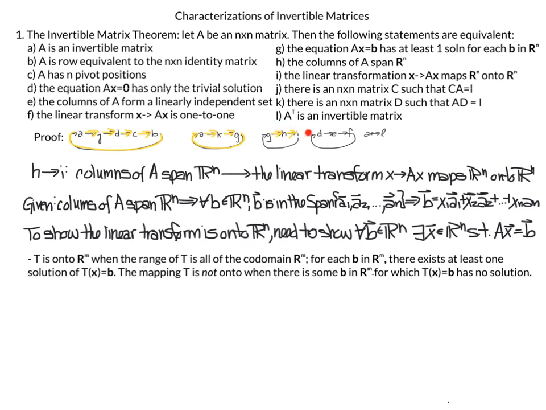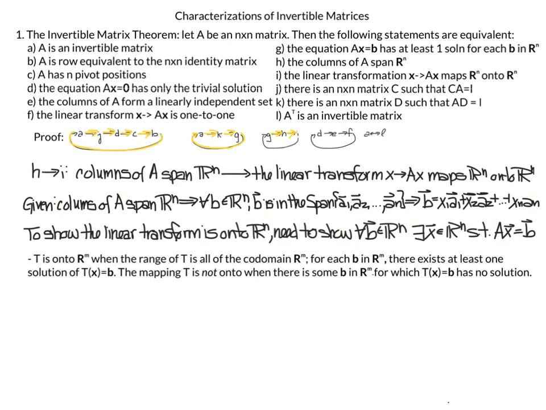Next, we have H implies I, so that H, the columns of A span Rn, implies I, the linear transformation x to Ax maps Rn onto Rn. So given the columns of A span Rn, that means for every B in Rn, B is in the span of the column vectors, which means B is a linear combination of the column vectors of A. And we want to show that the linear transformation is onto Rn. In other words, we need to show that every B in Rn is mapped to, which is the same thing as saying there exists an X in Rn such that Ax equals that B.